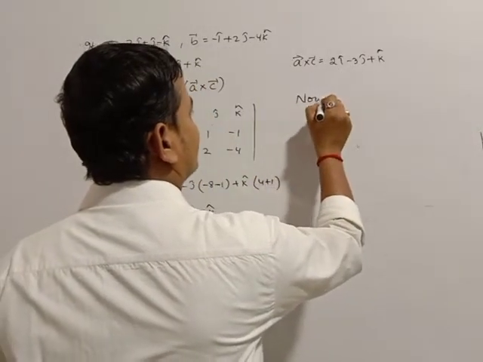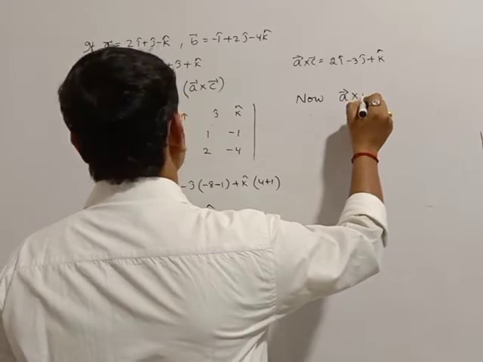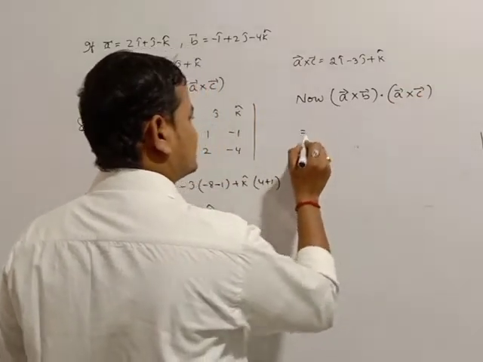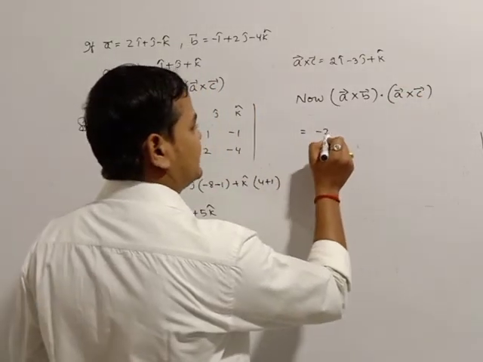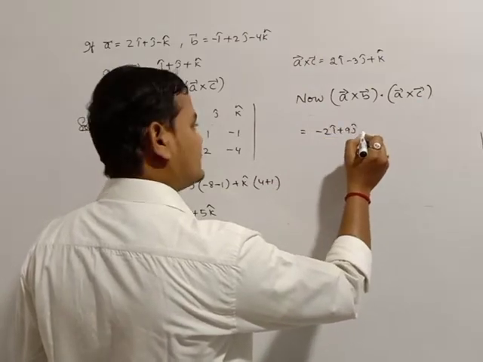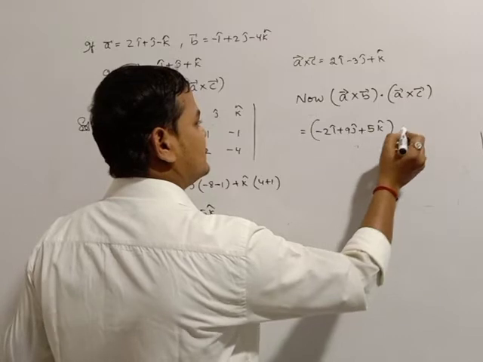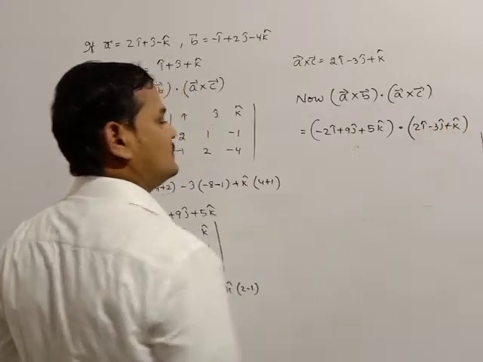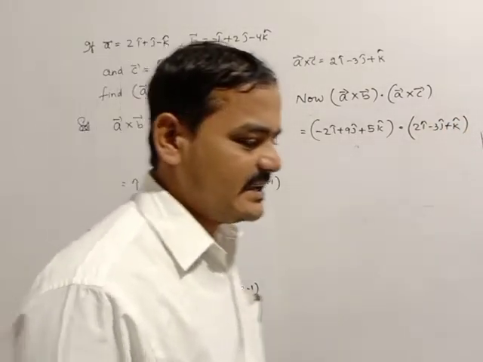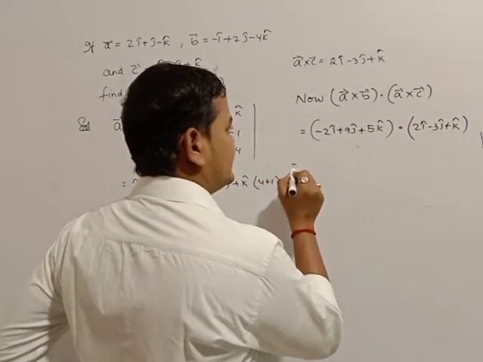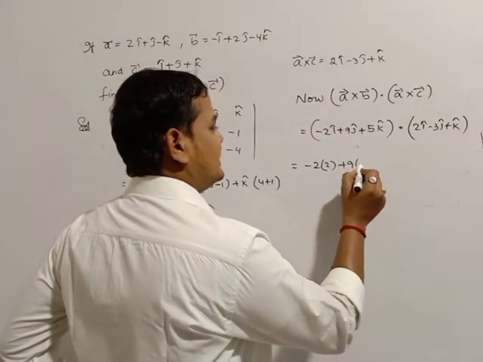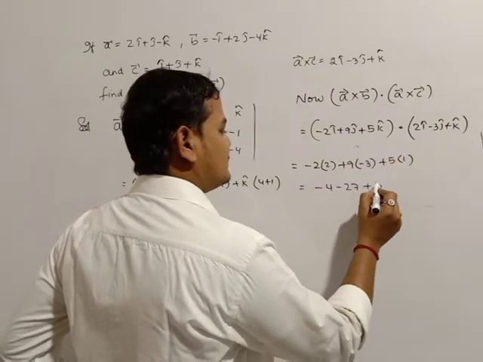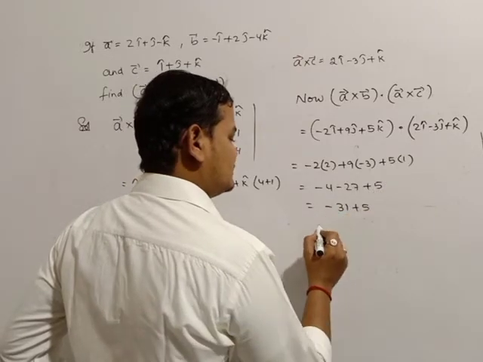So now, A bar cross B bar dot A bar cross C bar. First of all, A bar cross B bar, what did you get? Minus 2i cap plus 9j cap plus 5k cap dot A bar cross C bar, 2i cap minus 3j cap plus k cap. Dot product means the product of the i, j, k coefficients with summation. So finally, that is minus 2 into 2 plus 9 into minus 3 plus 5 into 1. That is minus 4 minus 27 plus 5, that is minus 31 plus 5, which is equal to minus 26.